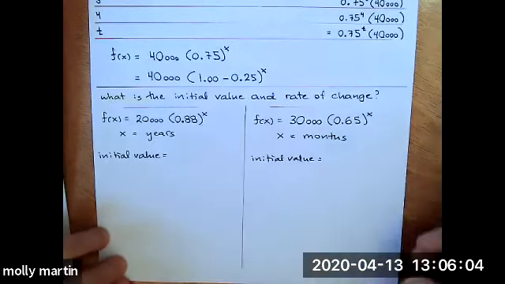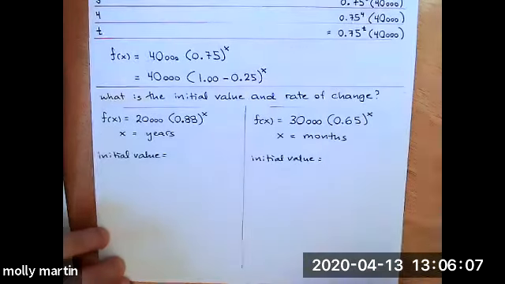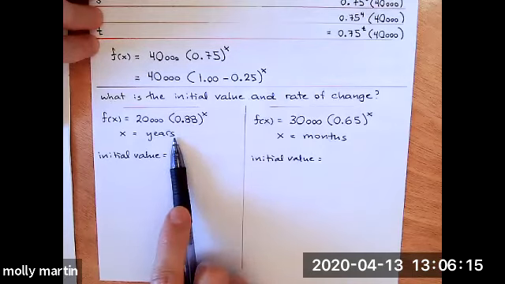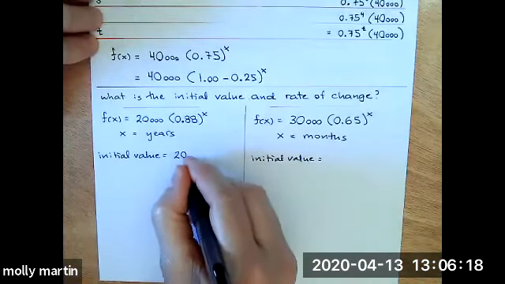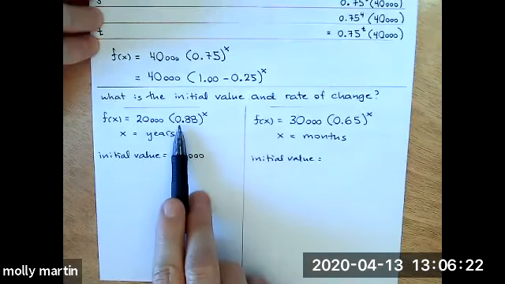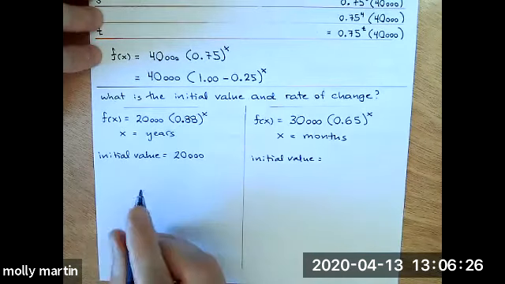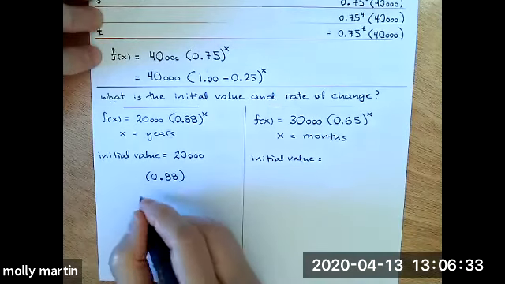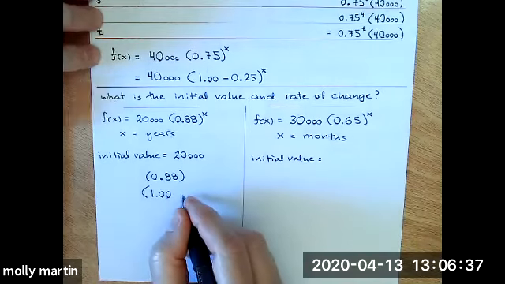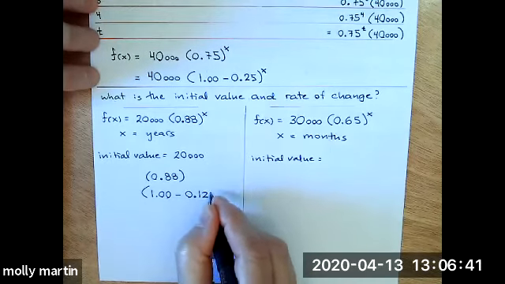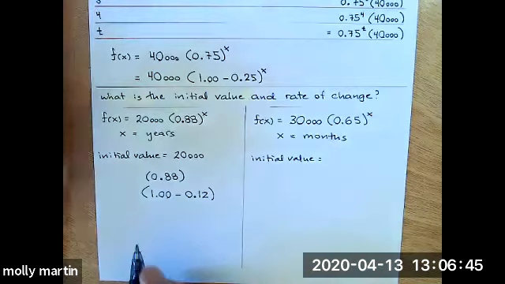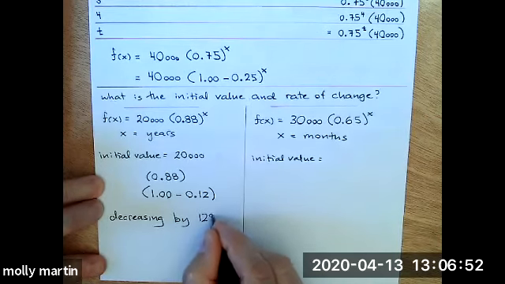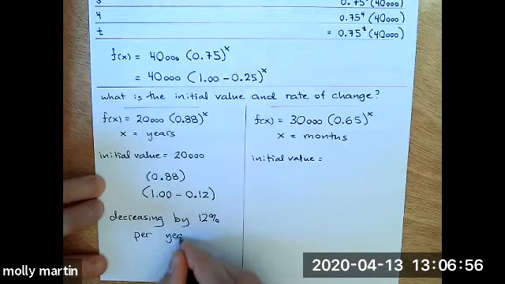So for the following examples, what is the initial value and rate of change? F of x is 20,000 times 0.88 to the x, where x is the number of years. So the initial value is 20,000. So what is the rate of change? Well, 0.88 is 100% minus 12%. So this function is decreasing by 12% per year.